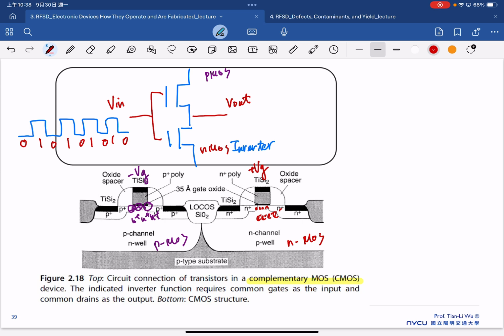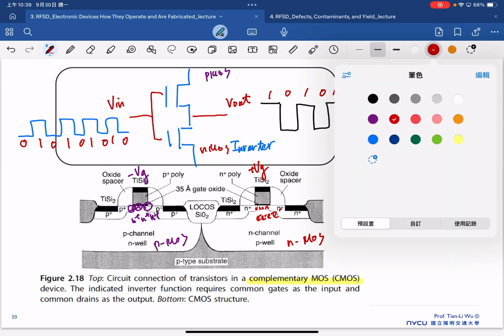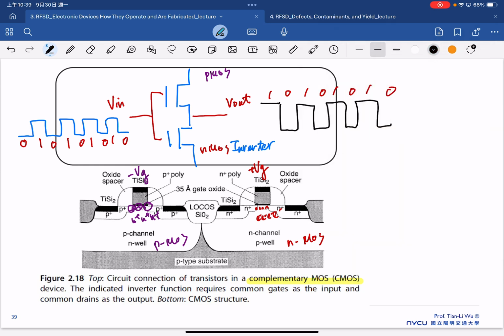And the output signal will be inverting. So that means for an input of 0, we have an output of 1. So that will become like here. Then with this CMOS inverter circuit, we can have 1 0 1 0 1 0 1 0, this kind of output. So this is the function of CMOS.